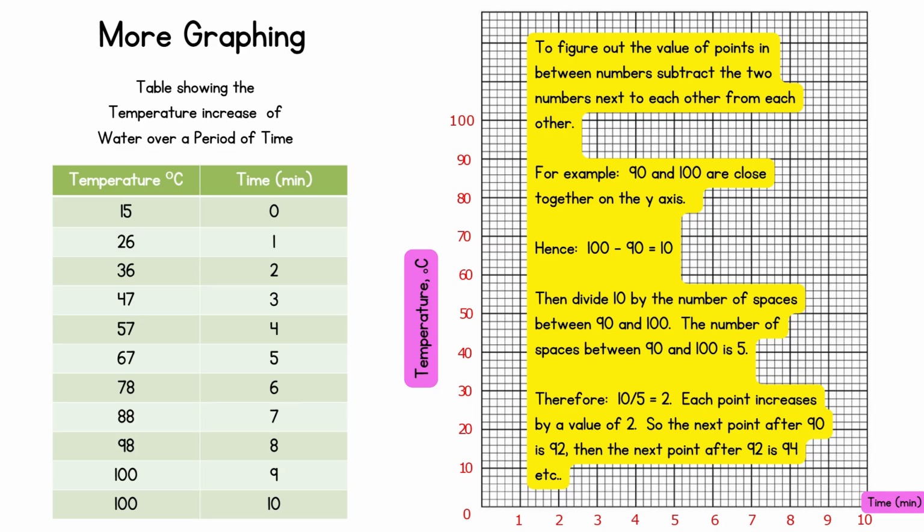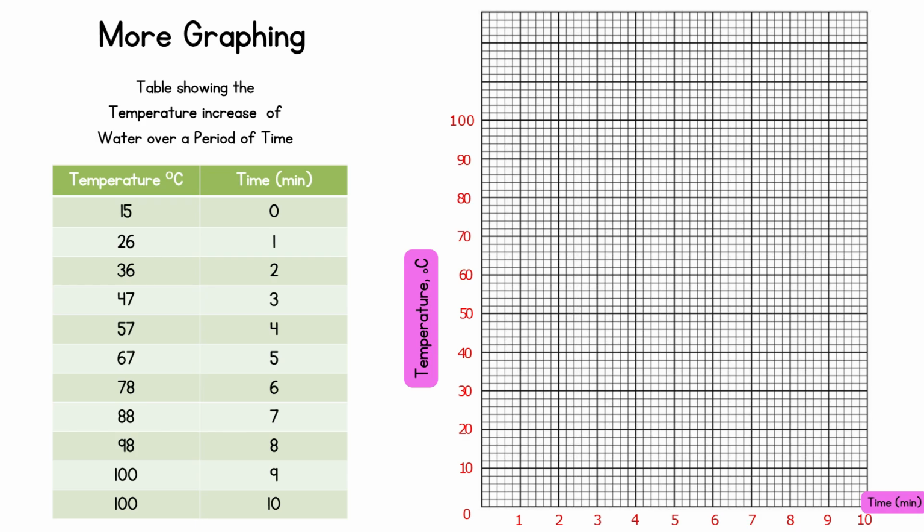Great job. It's the same idea for the x-axis, where we have 0 and 1. 1 minus 0 is 1, divided by 5 is 0.2. So each point between there is 0.2, then 0.4, 0.6, 0.8, and then 1. Then 1.2, 1.4, 1.6, 1.8, and 2. It's the same idea. So you can go ahead and plot your graph, knowing what each line is equal to as we plot.